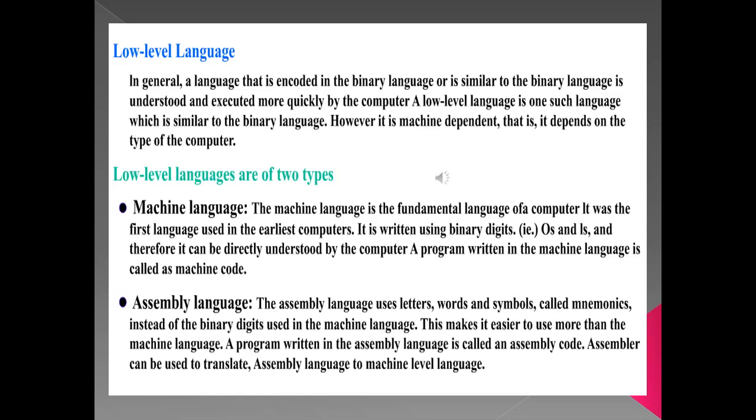Another one is assembly language. The assembly language uses letters, words and symbols called mnemonics. So in assembly language, instead of binary digits, it uses mnemonics, which makes it easier than machine level language. The program written in assembly language is called assembly code. The assembler is used to translate the assembly language into machine level language.